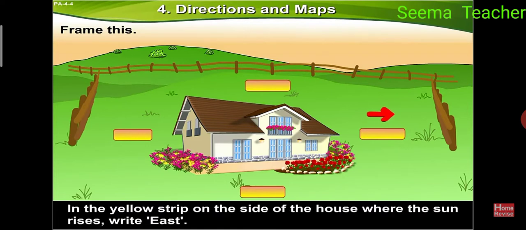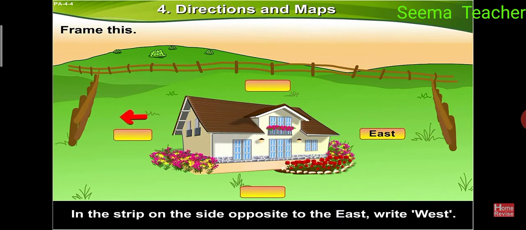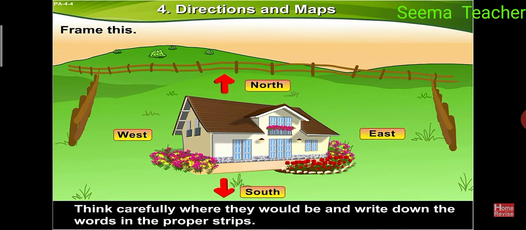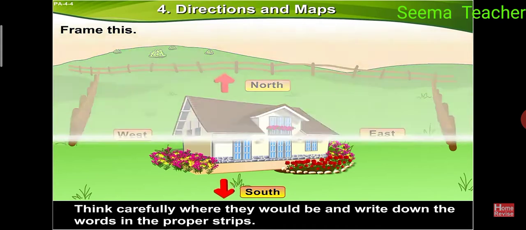In the yellow strip on the side of the house where the sun rises, write east. In the strip on the side opposite to the east, write west. North and south will be written in the remaining two strips. Think carefully where they would be and write down the words in the proper strips.